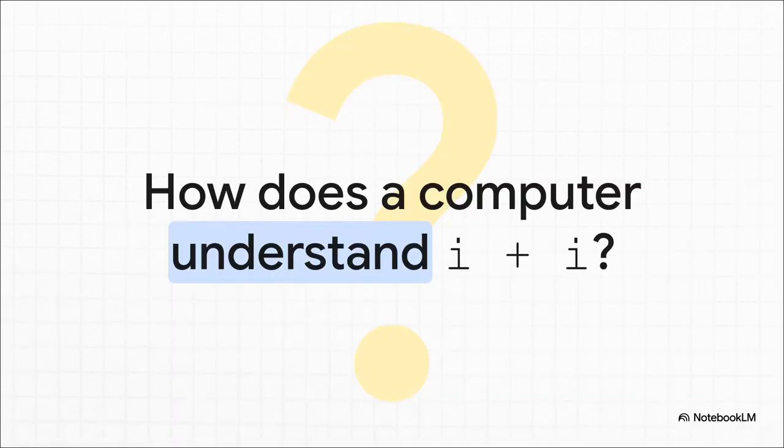So let's start with something super simple, right? I plus I. For us, that's instant. We see it, we get it. But for a computer, it's just a bunch of characters in a row. It has no inherent meaning. The big question is, how does it get from that meaningless string of text to an actual instruction? That's the mystery we're going to solve today.